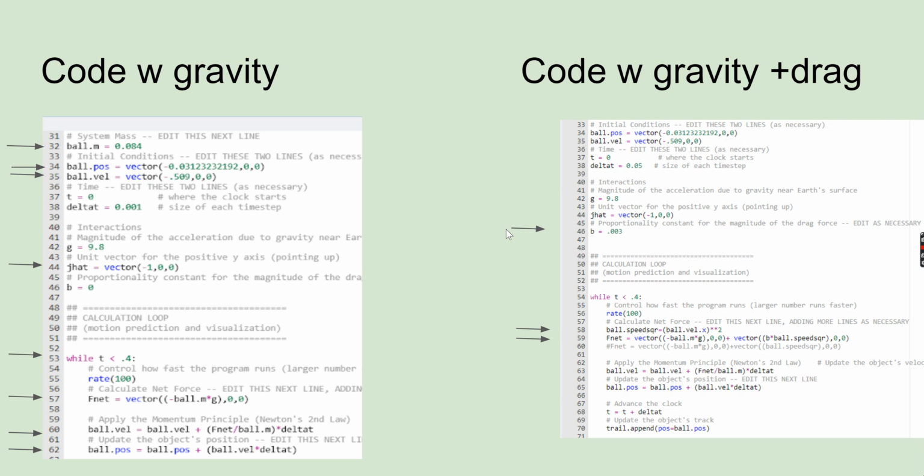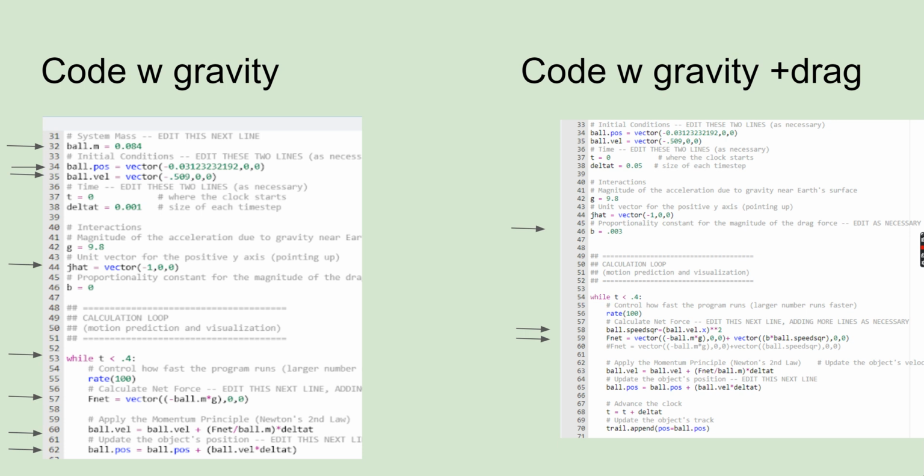For my code, I updated the ball's mass, the initial position and velocity from my first data point in Tracker, and then I updated line 44, j hat, to reflect the axis orientation I had in Tracker. And then for my while loop, I made it the time span of my Tracker video and used the negative m times g formula to get my fnet.